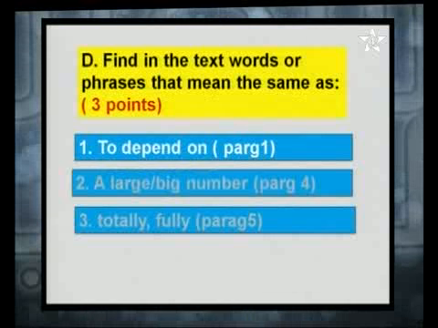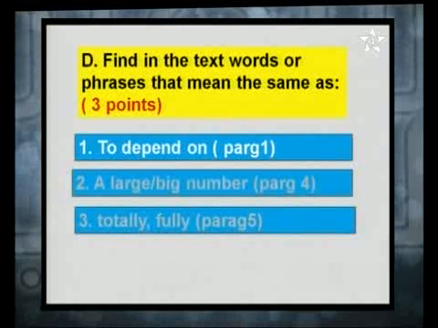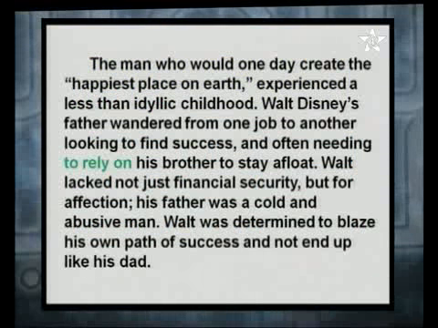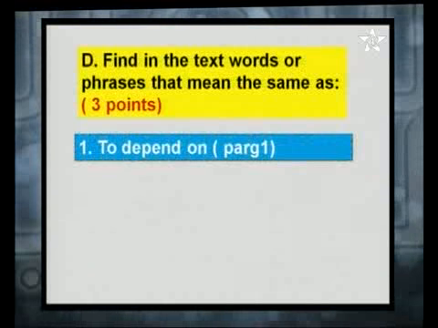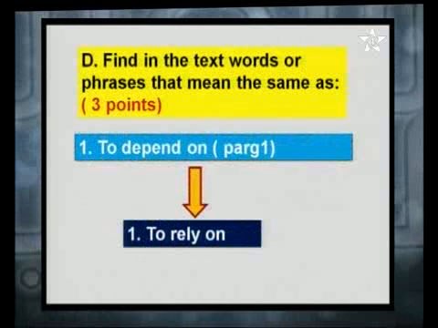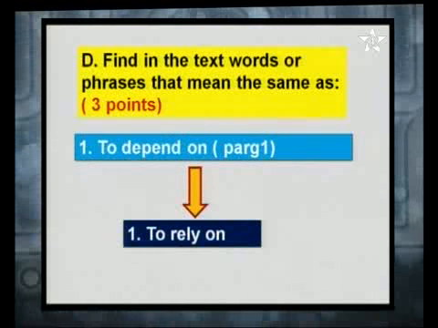And then it says, question D, find in the text words or phrases that mean the same as. You look for synonyms for this word. Let's start by word number 1, to depend. It's in paragraph 1. So you're given the paragraph where to look for the synonym. So the task is easier. Now let's go to paragraph 1. And the answer is there. It's to rely on. So to depend on, paragraph 1. Okay, to rely on. To depend on means the same thing as to rely on. These are 2 phrasal verbs.